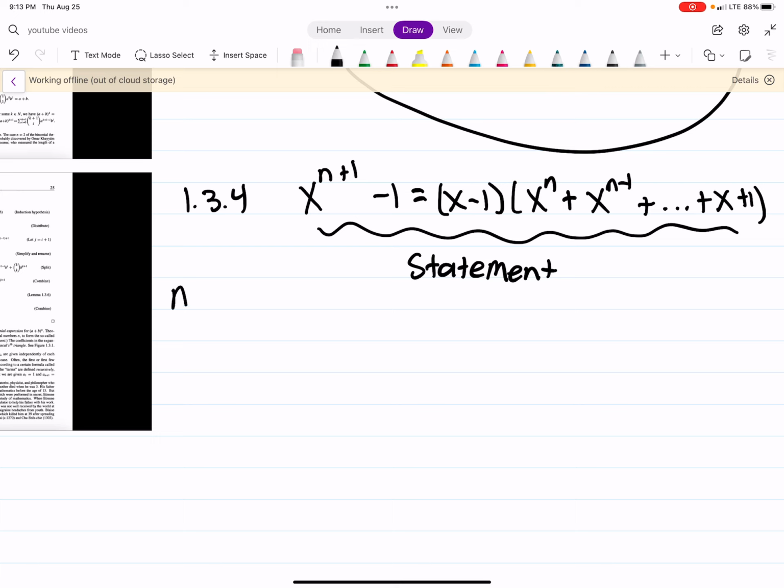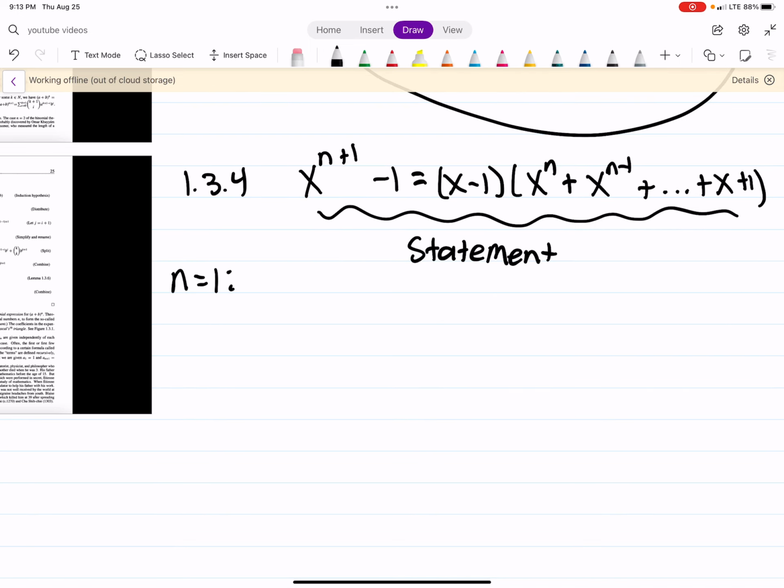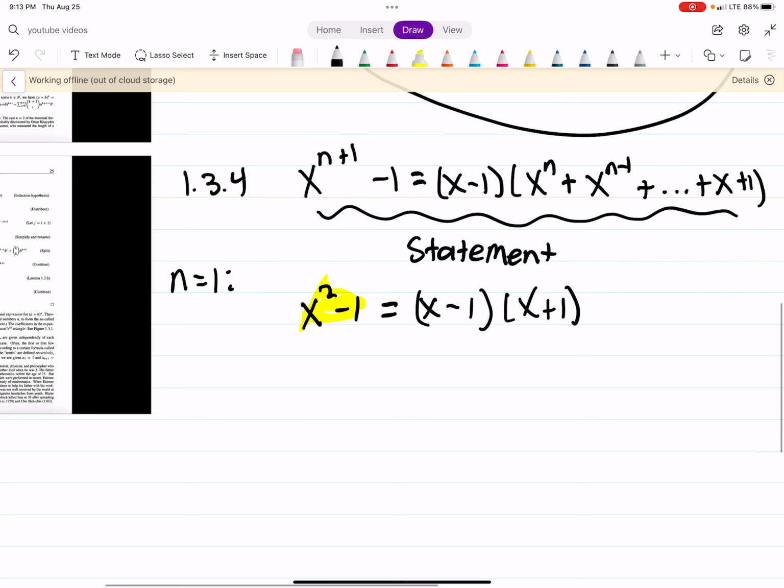And what happens when n equals 1? This is the one case that we need to prove to begin with. When you do that, you'll get x squared minus 1 equals x minus 1 times x to the power of 1 plus 1, because you'll have x to the 0. Obviously this is a difference of squares, so you can see that that's true. So for the n equals 1 case, it does hold.